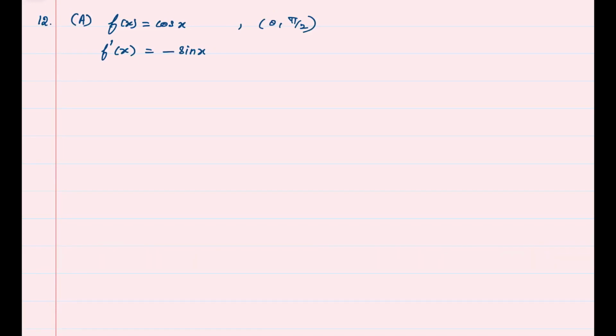Now we will check whether f dash is positive or negative in the given interval. When x lies between 0 and pi by 2, we know that sin x is greater than 0. Therefore, minus sin x is less than 0. f dash of x is less than 0. Therefore, f of x is strictly decreasing on open interval 0 to pi by 2.